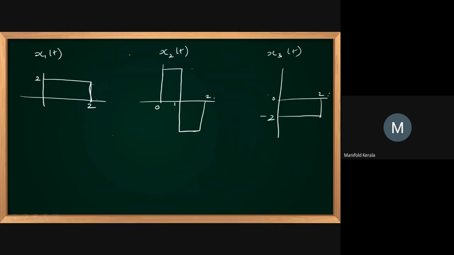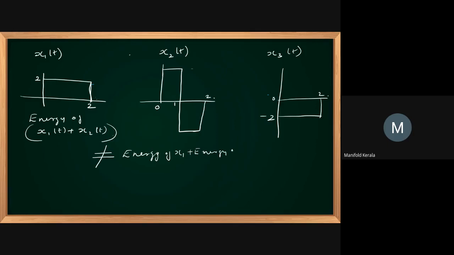The idea is, if you just add up two signals h1 of t plus h2 of t, the energy of the sum of the signals is in general not equal to energy of h1 plus energy of h2. That is, they are not superimposable. Which means, if I find the energy of this signal, it can be easily found.